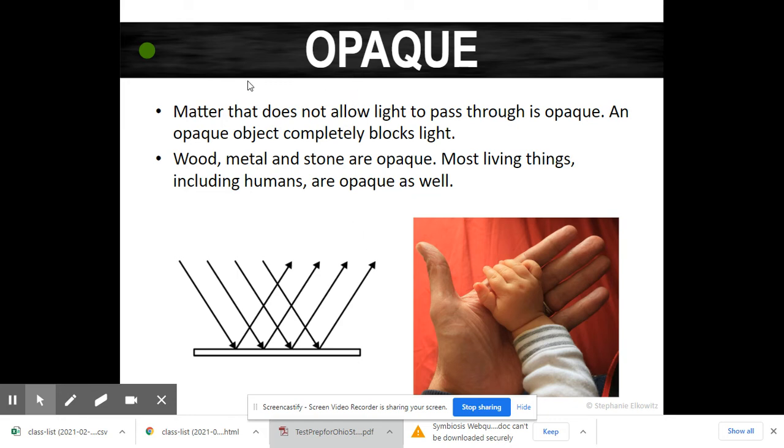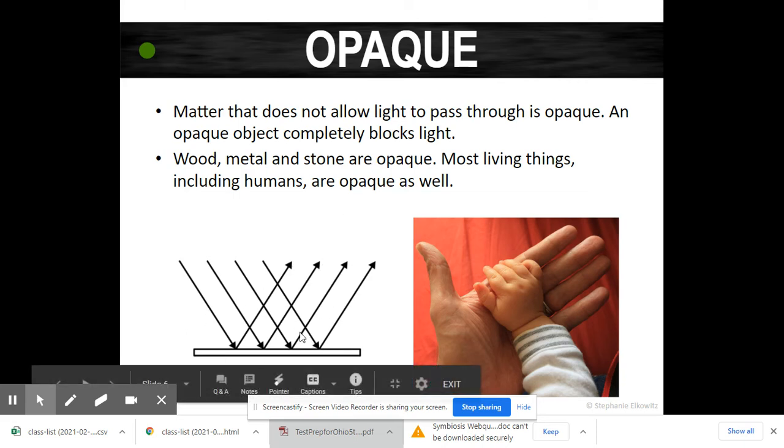Okay, and this word is pronounced opaque. Opaque. That's when matter does not allow light to pass through it at all. An opaque object completely blocks light. Examples of materials that would be opaque would be wood, metal, and stone. Most living things, like us humans, are opaque as well.